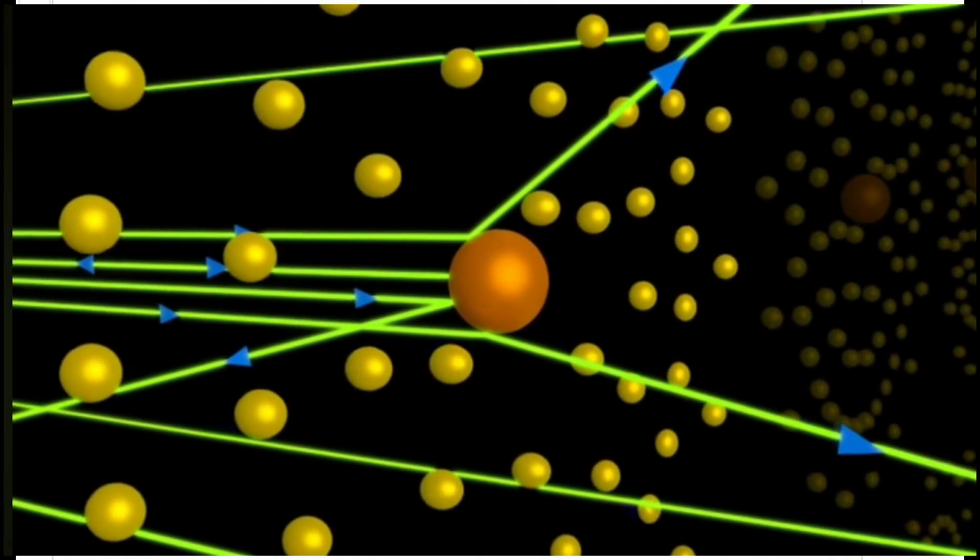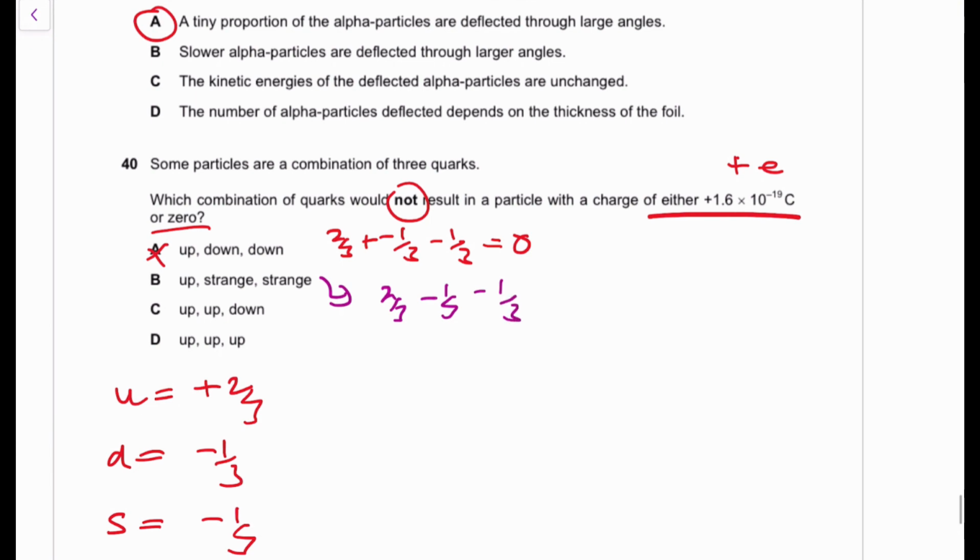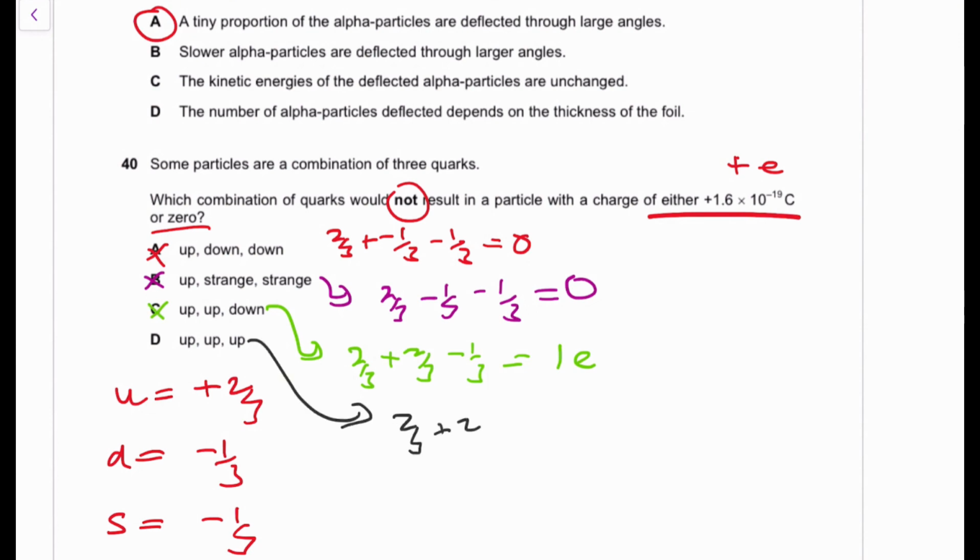So A is wrong because we've asked which one does not. If you go to B, it's going to be 2/3 minus 1/3 because strange is negative 1/3 minus 1/3. And that's going to give you zero. So B is wrong. If we move on to C, if we have an up, it's going to be 2/3 plus 2/3 minus 1/3. That's going to give you 1E. So C is going to be wrong. But if you get to D, we're going to have 2/3 plus 2/3 plus 2/3. That's going to be 2E. And that is not 1E or 0. So the answer is going to be D.